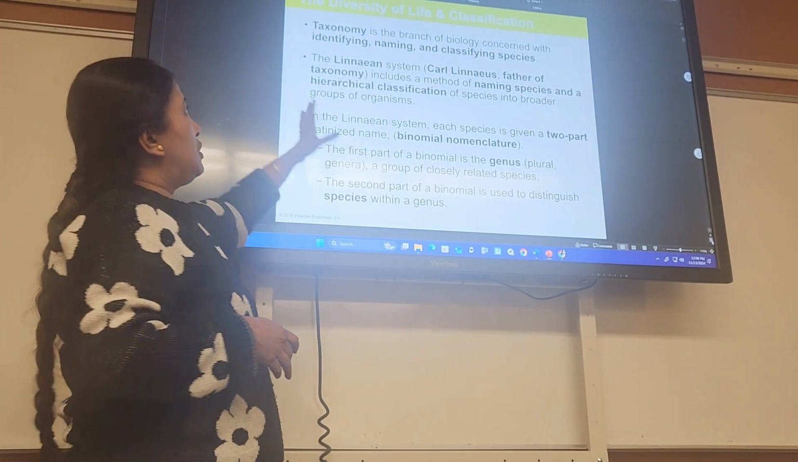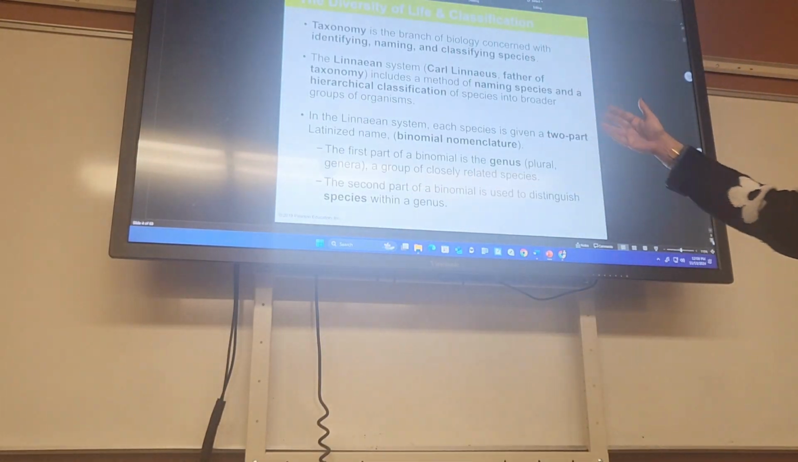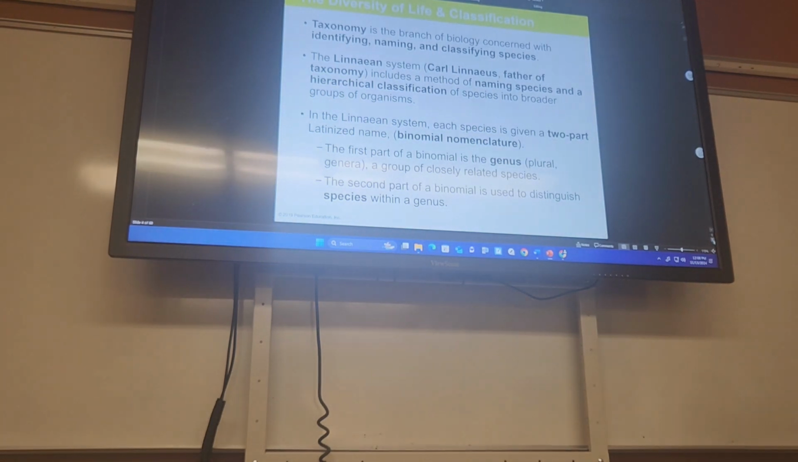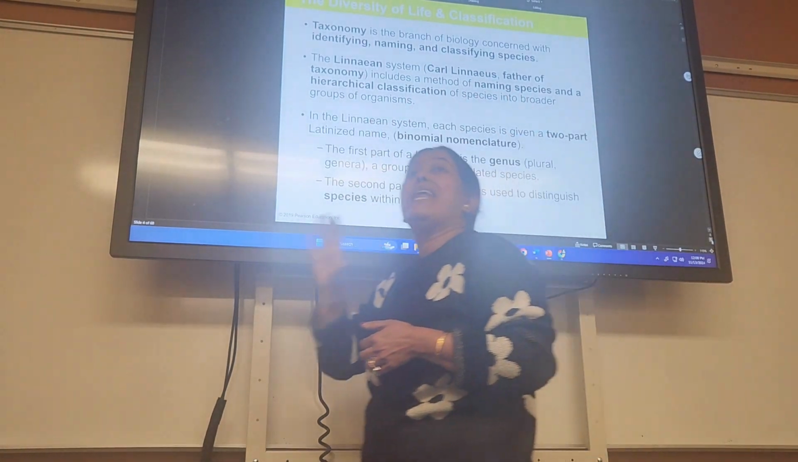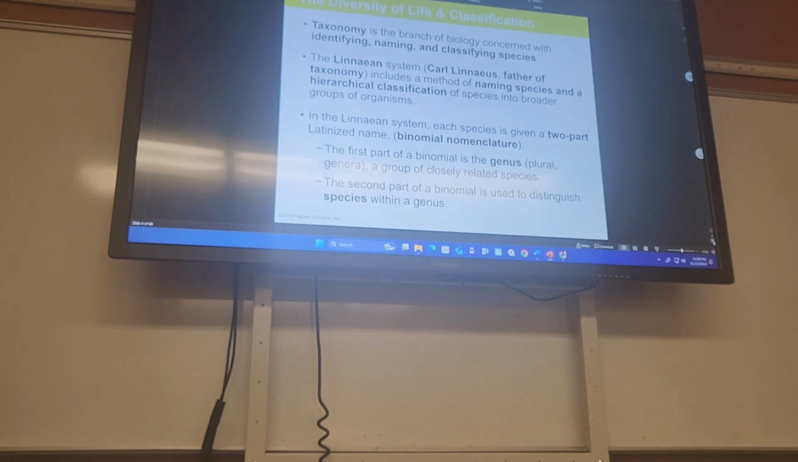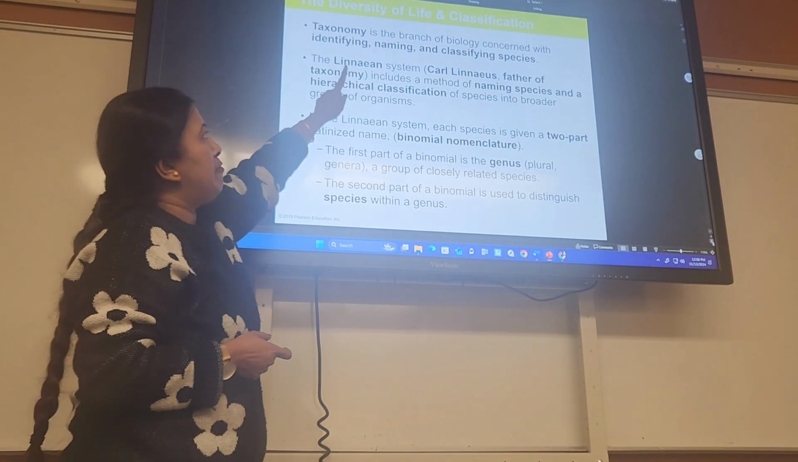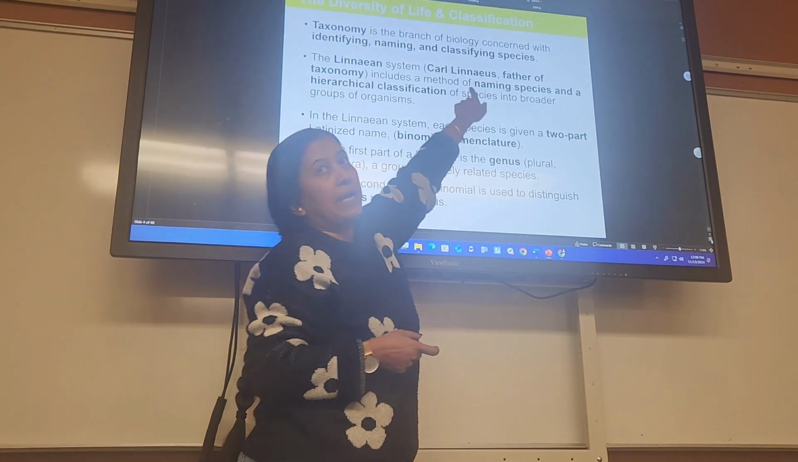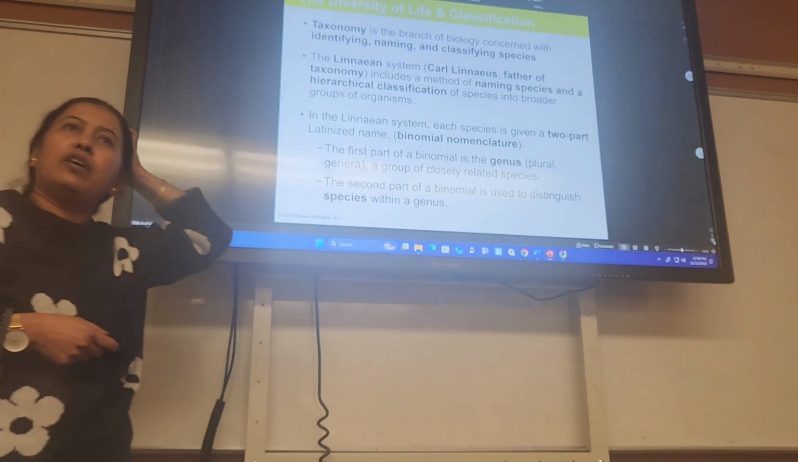Now coming to some definitions here, what is taxonomy? Taxonomy is a branch of biology where we identify, classify a new organism, species, and name them. Now what is the system of naming? When you come across a totally new organism, a new plant or animal, how do you name it? We name it following the Linnaean system, which was named after the scientist Carl Linnaeus, who's known as the father of taxonomy. Who's the father of genetics?